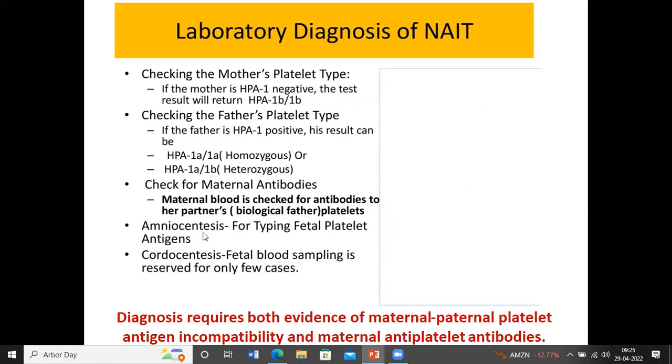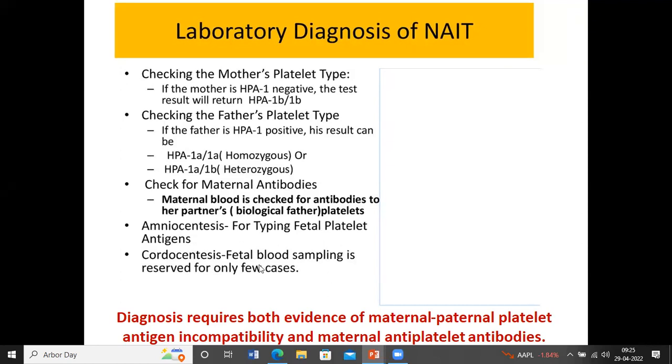For repeated pregnancies where there were cases of NAIT, you can do amniocentesis to see the type of fetal platelet antigens. Although it is not very commonly done, you can do it in case of high-risk patients. Amniocentesis is usually done at about 15 weeks of gestation. Cordocentesis is avoided as much as possible because we want to deliver these babies usually by LSCS so as to prevent any complications. But in case the parents want to go for a normal delivery, cordocentesis can be done at an age beyond 32 weeks of gestation.